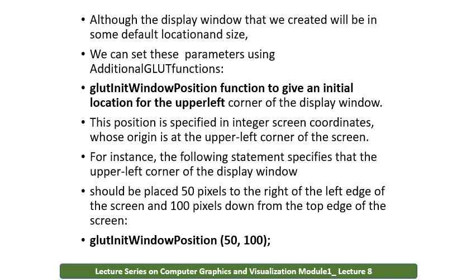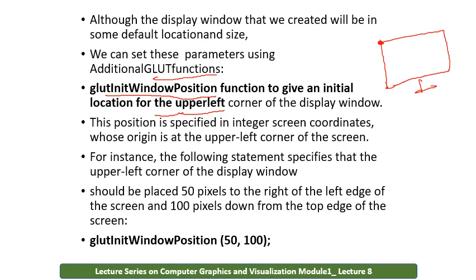Although the display window that we create will be in some default location and size, we can set these parameters using an additional GLUT function called the glutInitWindowPosition function, which gives an initial location for the upper left corner of the display window. Suppose this is a monitor here; where exactly do I want to place my window?